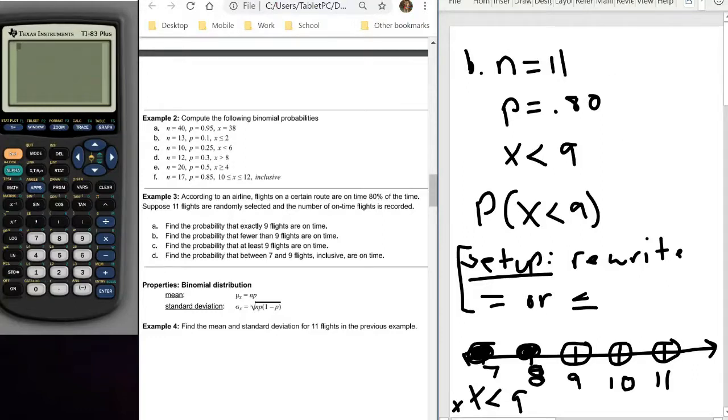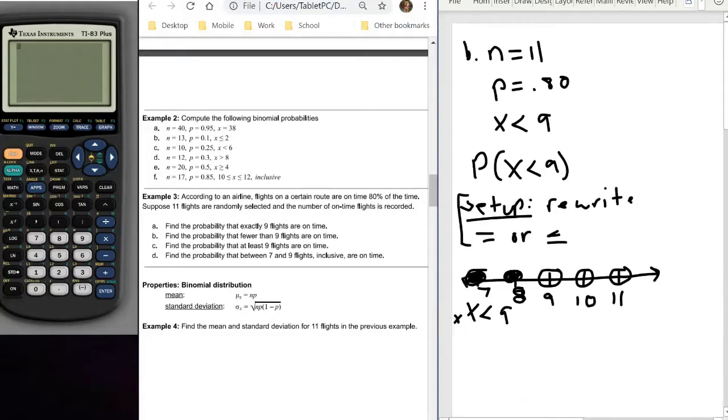Now we have this number line to work with, and we're going to use it to rewrite x less than 9. Look at the number line and identify the highest number we can equal on the number line. We cannot equal 11. We cannot equal 10. Those are open circles. We cannot equal 9. The highest number we can equal is 8. So I can write x is equal to 8.